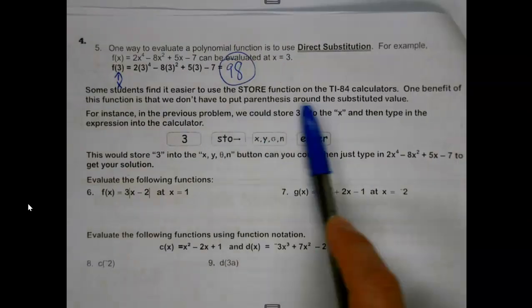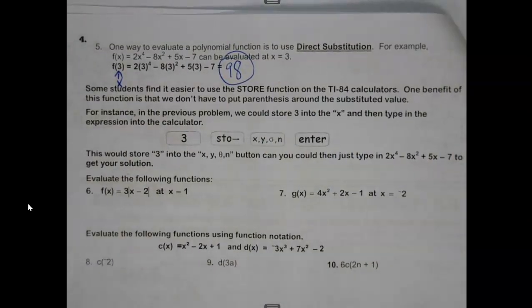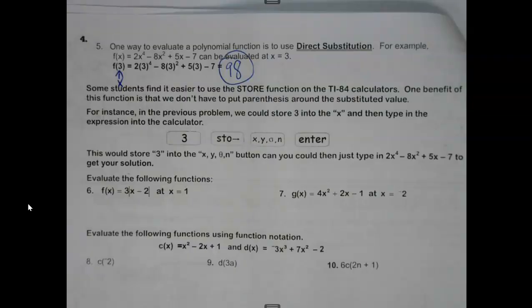Now, do I like the store function on the TI-84? No, I really don't, to be honest, because it takes you just as long to plug that in and then plug all the x's in and then plug enter as it would be to just type it in yourself. So, I mean, if you want to play with the store function, you can, but it can cause issues when you're doing other problems, which is why I don't. My gosh, if we can't remember at this level to put parentheses around the number we're substituting in, I don't know what to say. So I'm not playing the store function game because I think that's kind of silly.